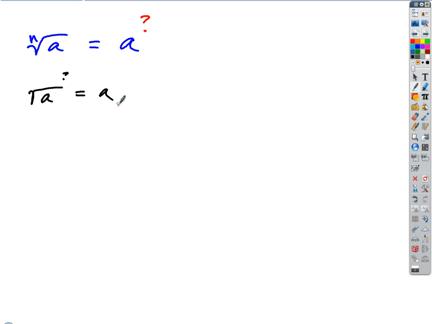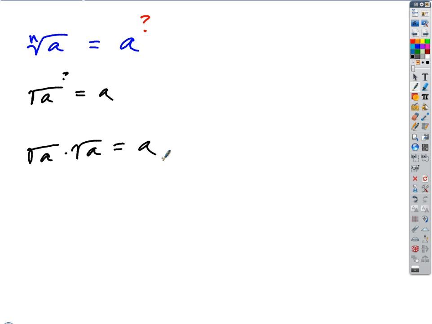In other words, let me write it a different way. Would you agree that the square root of a times the square root of a equals a? Yes. Does that make sense? Okay, so, everybody agree?